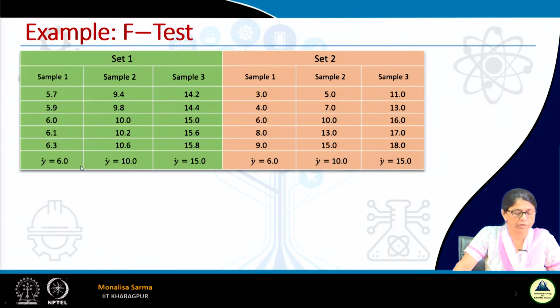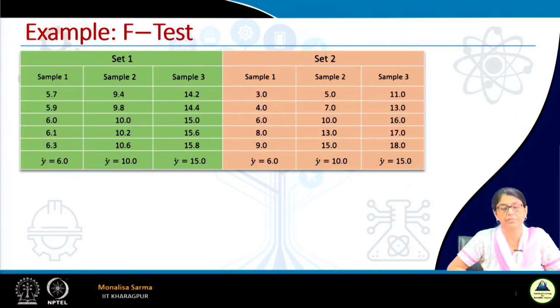Let us see what we got in set 1. Sample 1 has mean 6, sample 2 has mean 10, and sample 3 has mean 15. This is quite a significant difference in all the 3 samples. Just from the means, we can say that these 3 samples are taken from 3 different populations having 3 different means.